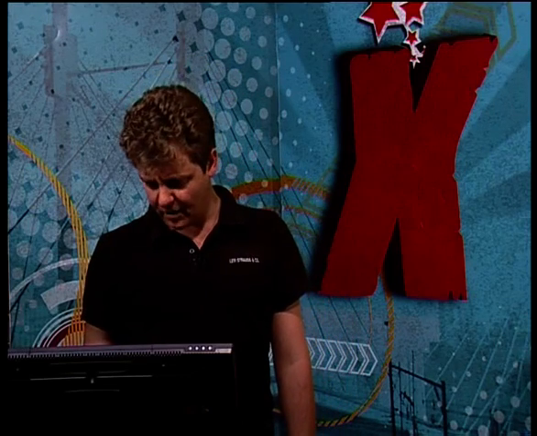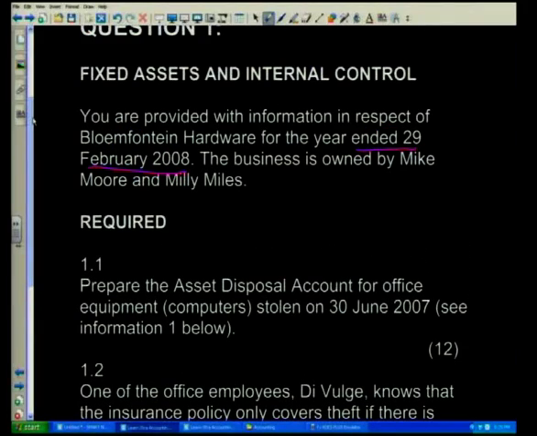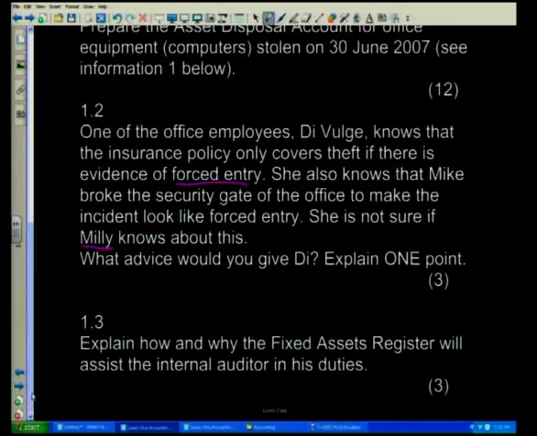Now, the insurance policy would only pay out if there were signs of the forced entry, and this employee has discovered that her boss has broken the security gate of the office to make sure that it looks like forced entry. She doesn't know whether Millie knows about this. Millie, you'll remember, is the other partner in this business. Remember, the business is owned by Mike Moore and Millie Miles. So the question for 3 marks is, what advice would you give Di? And you have to explain 1 point for 3 marks.